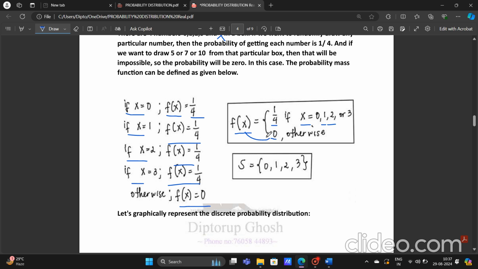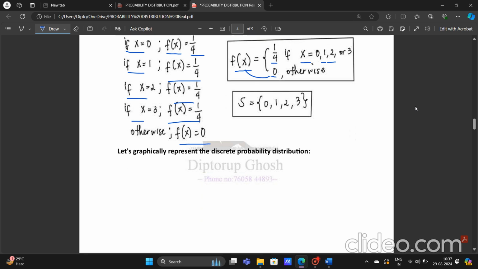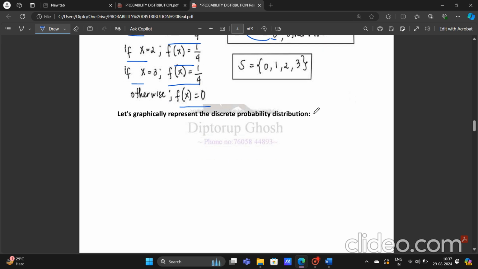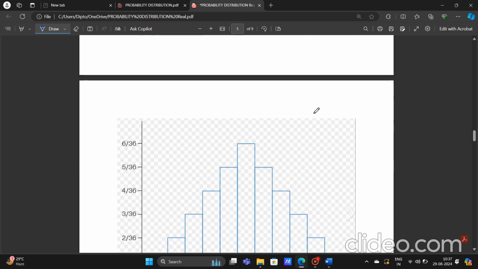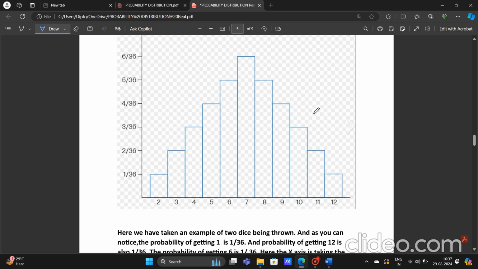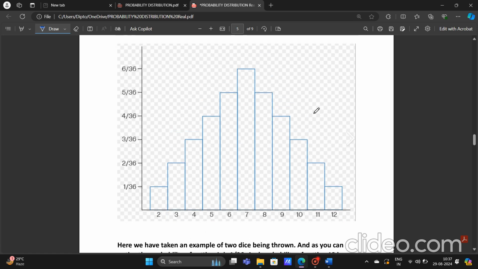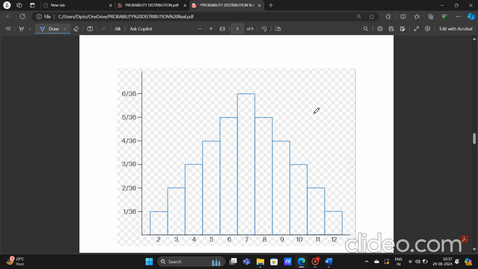Let's graphically represent the discrete probability distribution. This is the discrete probability distribution of dice being thrown. Here we have thrown 2 dice. As you can see, if we throw 2 dice and calculate the sums, what is the probability of getting 2? As I have told you in the earlier part, the probability of getting 2 is only 1 by 36. So here we are representing it by the histogram.